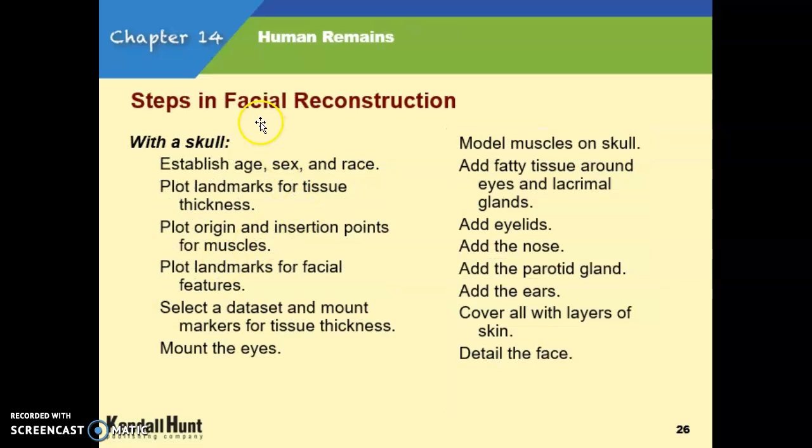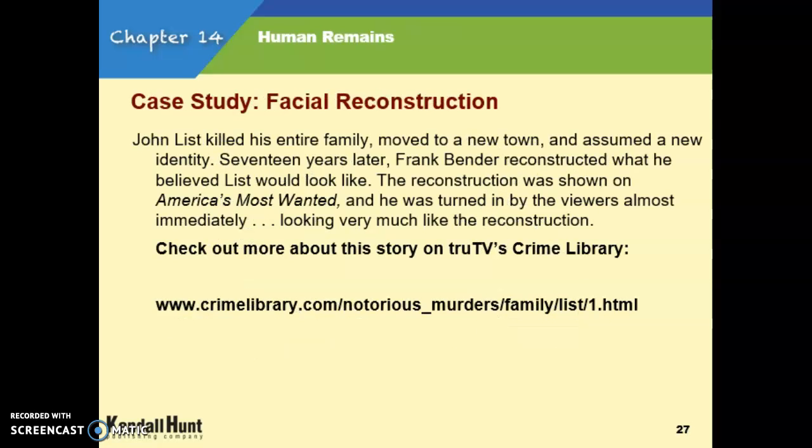All right, so steps in facial reconstruction. So with a skull, first thing, they establish the age, sex, and race. They plot landmarks for tissue thickness. They plot origin and insertion points for muscles and certain facial landmarks. They mount the eyes, and then mount the muscles, and then they add the fatty tissue and the features, right? So like the eyelids, the nose, the parotid gland, which is in your throat, the ears, and then they cover all the layers with the skin. And then they add little details.